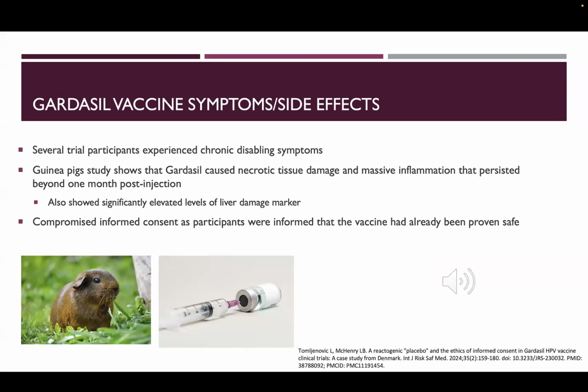Another controversy of this clinical trial was the symptoms or side effects developed by participants from the Gardasil vaccine. Several trial participants experienced chronic disabling symptoms, and a study in guinea pigs showed that the vaccine caused necrotic tissue damage and massive inflammation that persisted beyond 1 month post-injection. It also showed significantly elevated levels of liver damage markers. This is an example of how the informed consent was compromised, as participants were informed that the vaccine had already been proven safe, when in fact it had not.